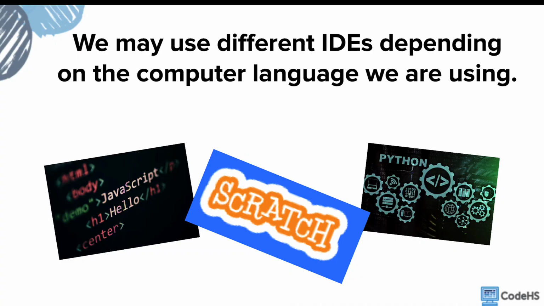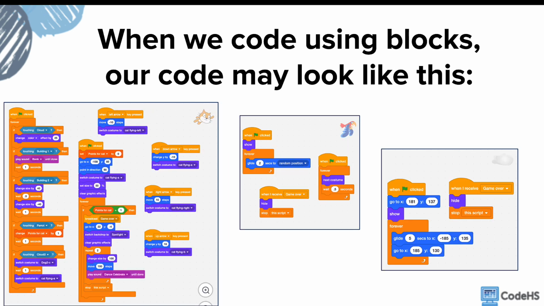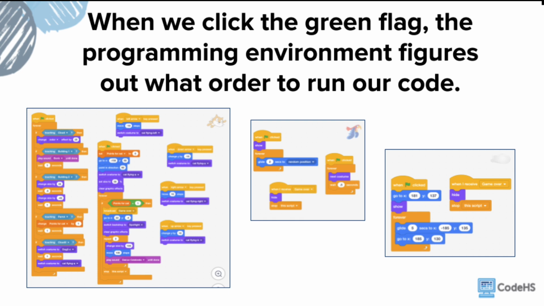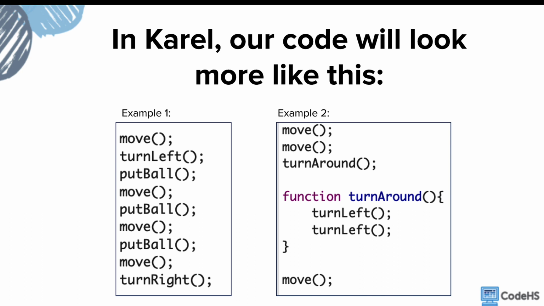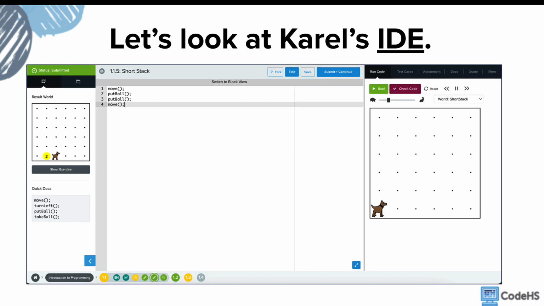When we code, we may be using different IDEs depending on the computer language we're using. When we use block codes, our code might look something like this: small chunks of code in different areas. When we click on the green flag, the programming environment figures out what order to run all of this code. In Karel, our code will look more like this. So let's look at Karel's IDE.